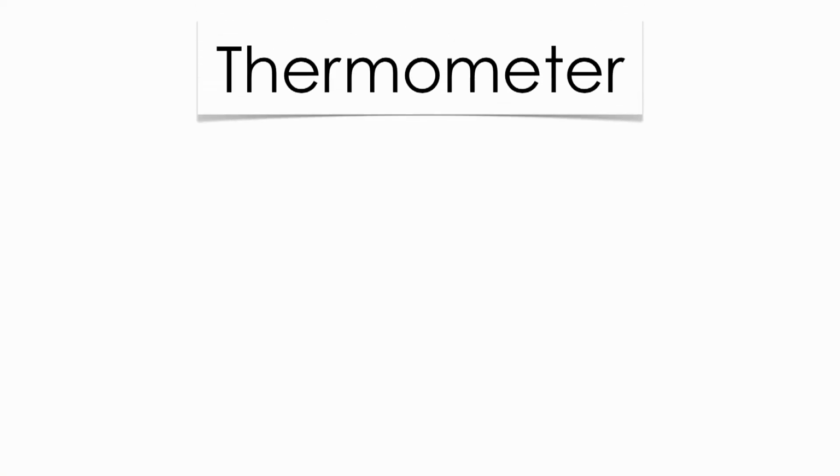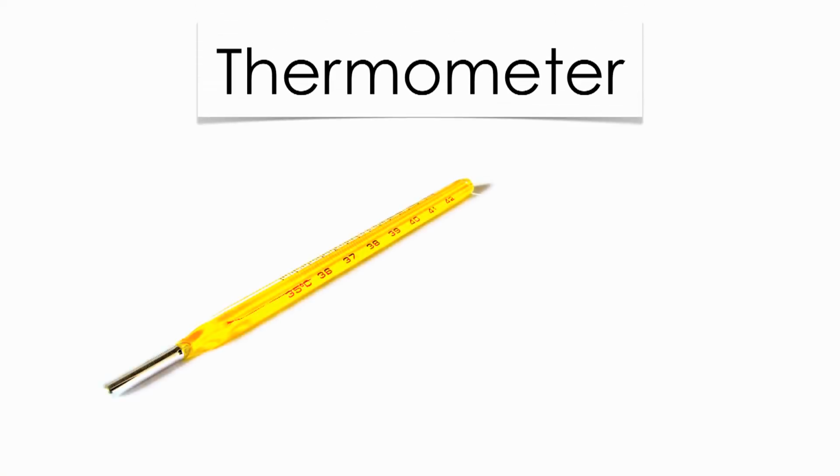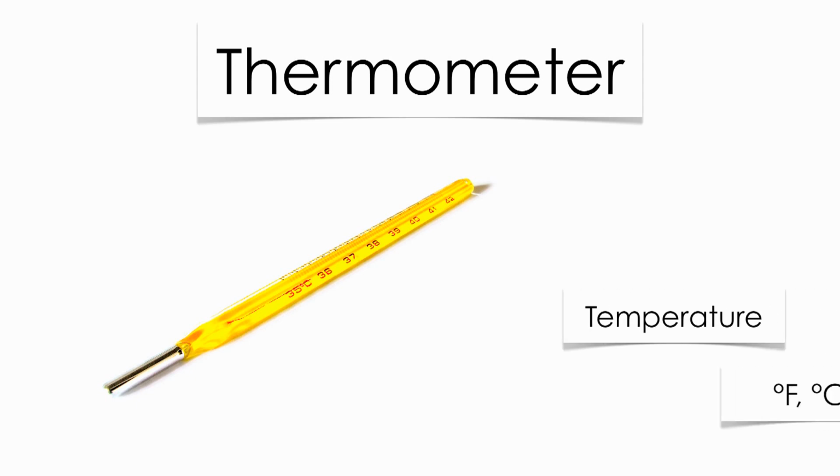The first is kind of the obvious one. That's going to be your thermometer. Thermometers are going to measure the temperature outside, and out of your reference table, you're going to have three scales: Fahrenheit, Celsius, and Kelvin. Make sure you know how to convert from one to the other.